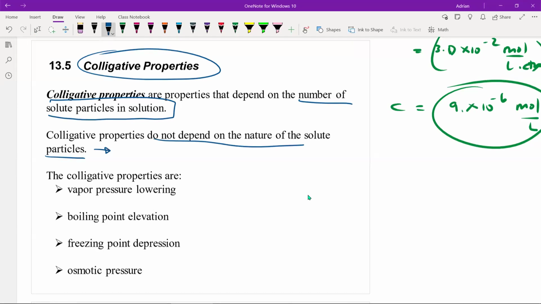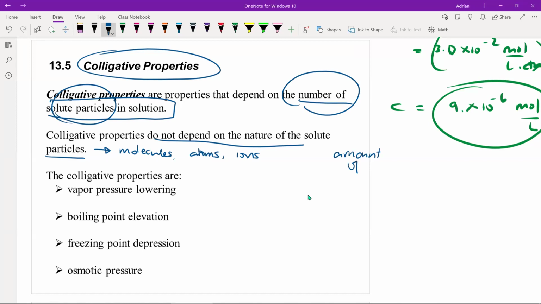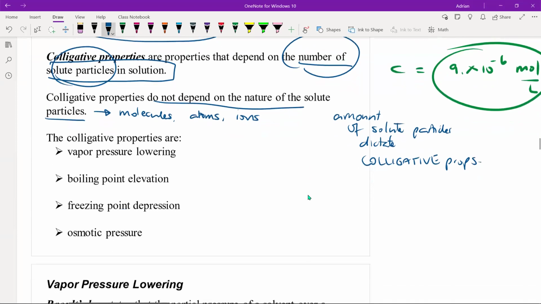So they could be molecules, atoms, or ions. It's irrelevant to colligative properties, but all that matters is the number of solute particles, or the amount. So this is what is going to dictate these properties known as colligative properties. And there are four of these that we're going to discuss.